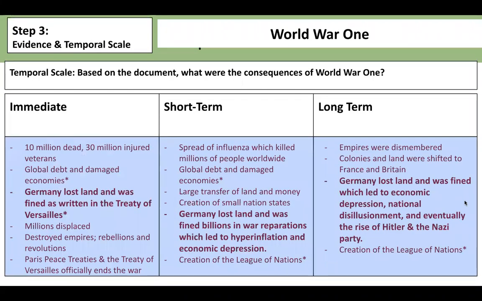Step 3, we looked at temporal scale, and this one is looking at time, but we're really looking at, once again, the zooming in with what happened immediately right after the war, the consequences. And then we slowly made our way further out and into the bigger picture. We looked at things that happened shortly after the war. And then we looked at things that happened long term, potentially not even resolved because of the things that were happening. And now we're going to put all this together.